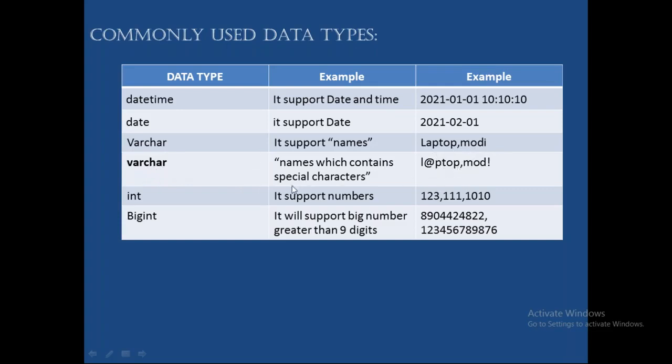But if you have any Unicode things, meaning you have any special characters, then you need to go with nvarchar. Next, int means it can be your customer IDs, your product IDs, it can be anything, small numbers, right? Bigint means the numbers which are more than 9 digits. Example, your account numbers, your identity numbers. If you are in India, you will have Aadhaar numbers and all those, which are more than 9 digits. Even your phone number, which is 10 digits, more than 9 digits. So in all these cases, we are going with bigint.